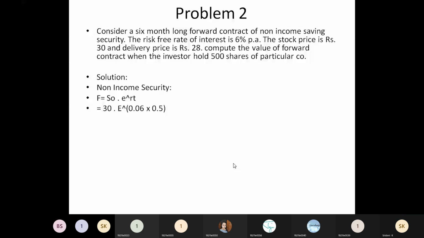And then the T value. How are you going to get the T value? T is equal to, already given in the problem, consider a 6 month long forward, right? 6 months is given as the time period. So you have to convert it into years. So T is equal to 6 by 12. You divide by the 12 months, and you get the conversion of 6 months into years. That is 0.5. Yes, ma'am.